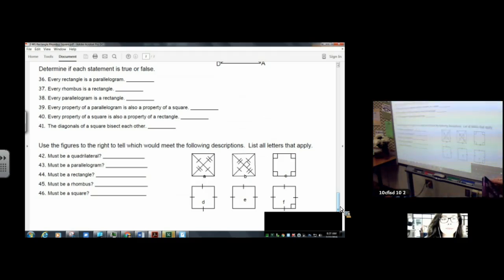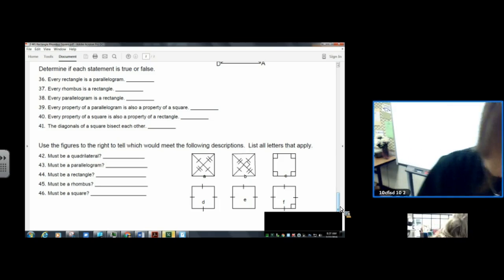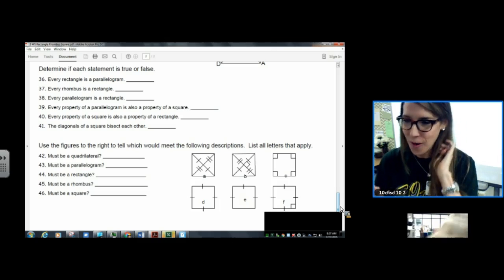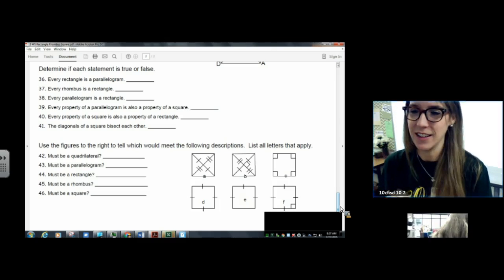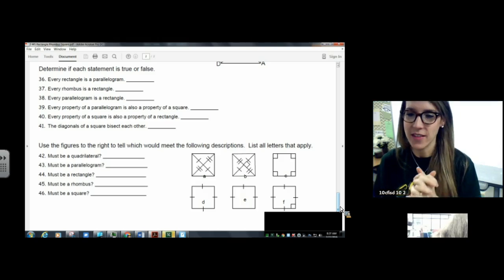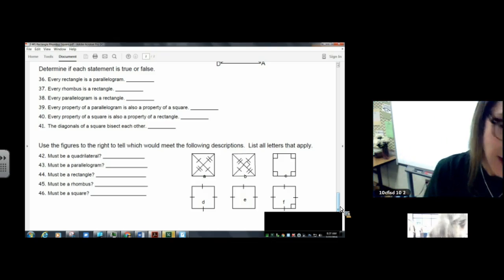42. Which of the following must be a quadrilateral? Well, you think to yourself, what does it take to be a quadrilateral? Well, it takes 4 sides, so they're all quadrilaterals, A through F. A property of a quadrilateral is like that the angles add up to 360. That's a property of a quadrilateral, but we've gone past that.